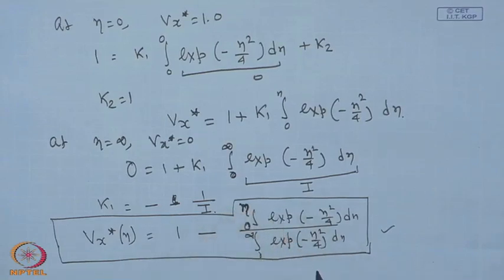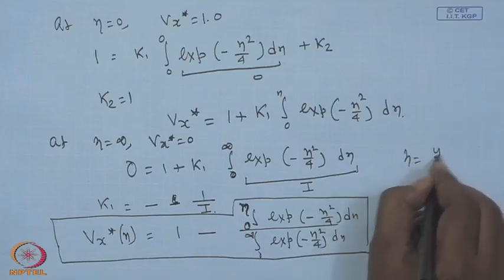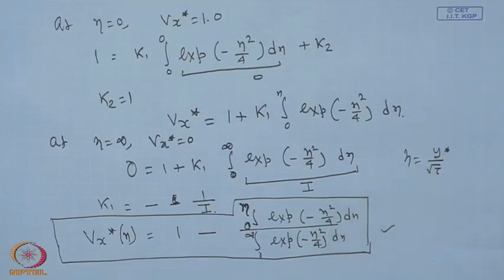If anyone wants to plot in terms of x, y star and tau, they are free to do so, because eta is known as y star divided by root over tau. For a fixed value of y star, one can plot v x star as a function of time. If you would like to plot the velocity profile at y star equal to 0.1, put the value of y star as 0.1, then put a do loop where tau is changed from 0 to some value, compute the right hand side of this equation, and you will get a profile of v x star as a function of tau.